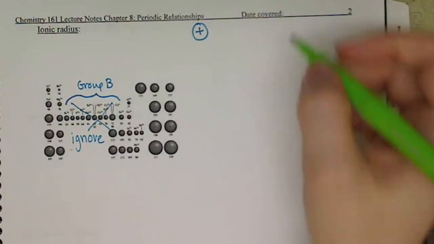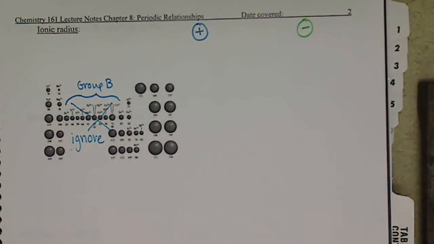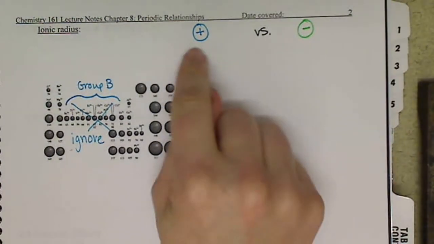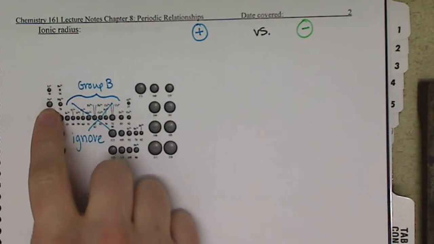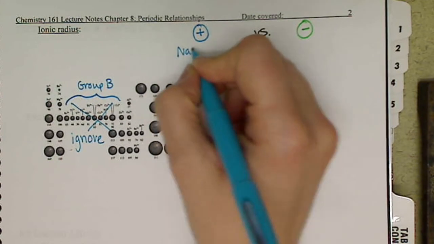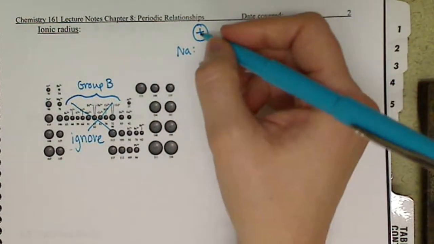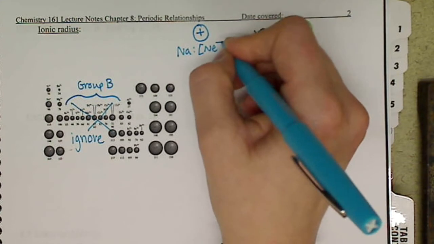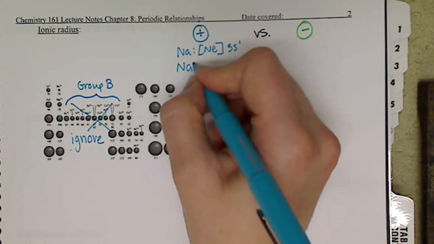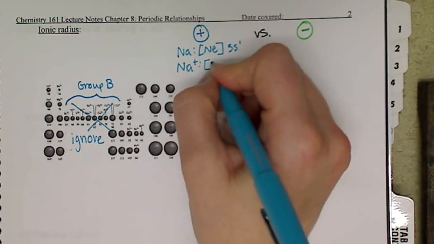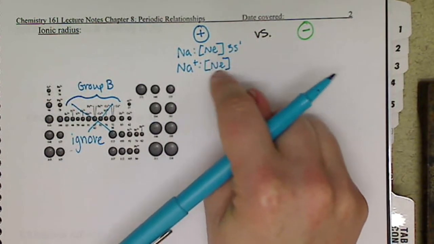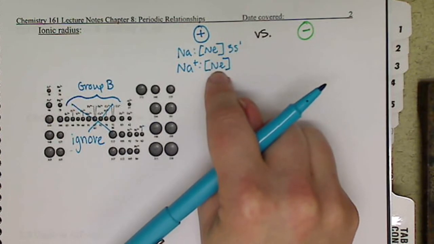So comparing a cation to an anion. For a cation, if we look at, say, sodium, sodium wants to lose one electron. So sodium, we had looked at in the first video, has the electron configuration of neon, and then it has 3s1. For the sodium ion, it's going to lose that outermost electron. So it's going to have an electron configuration that's identical to neon.